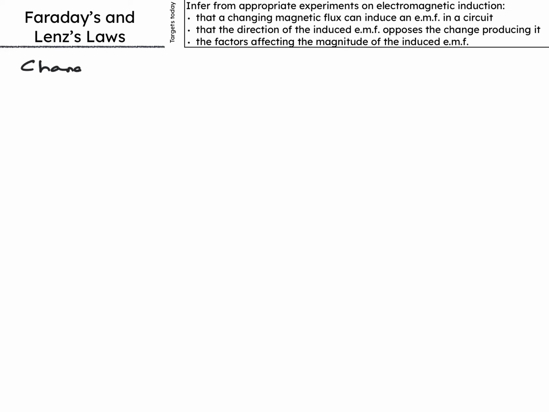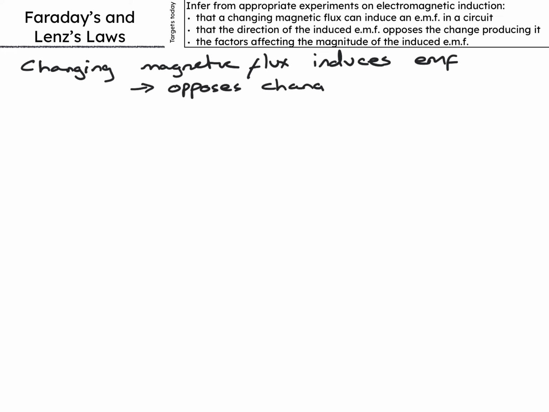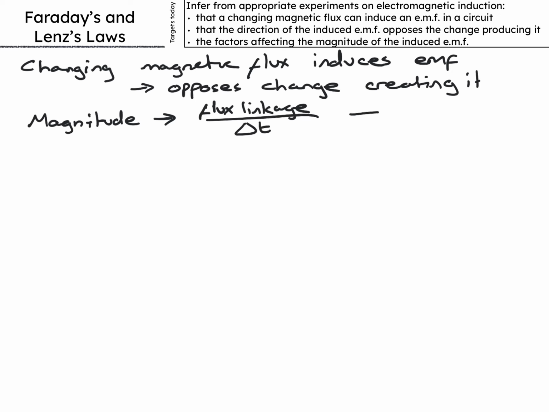The summary is that changing magnetic flux can induce an EMF in a circuit, and that the induced EMF opposes the change creating it. The magnitude of the induced EMF depends on the rate of change of magnetic flux linkage, so that means speed, number of turns, and magnetic field strength are all factors.